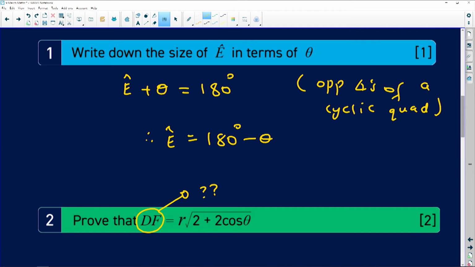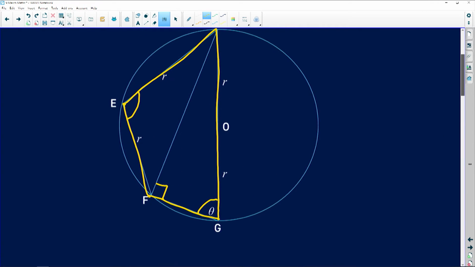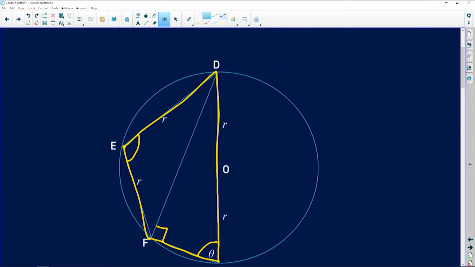All right, so let's go back and see DF. They want DF. Now DF, I'm going to draw DF in green, is this line here, this line that you guys are looking at right now.